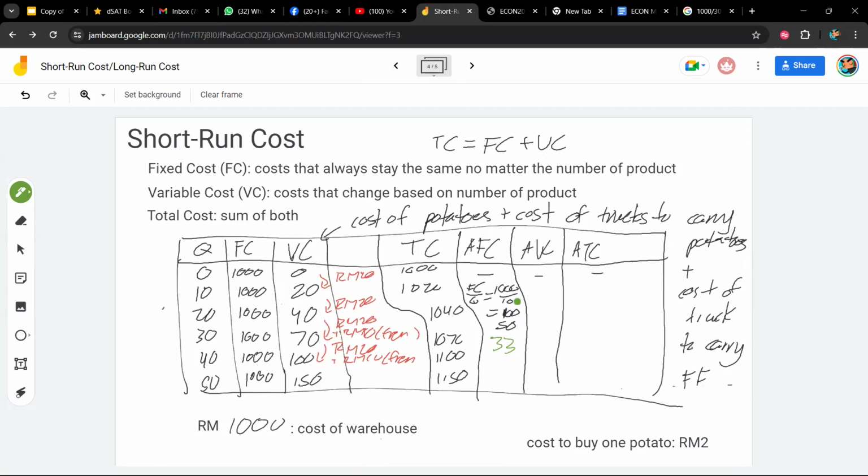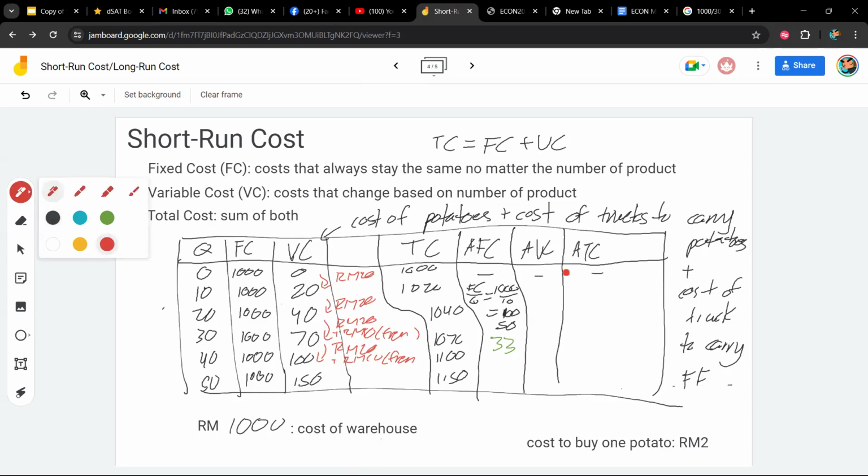Okay. I assume everyone's fine on this because I just checked chat. I think everyone is fine. Average variable cost is a bit different, where it will start to decrease. Actually, in this case, I'm not very good at showing the decreasing part.